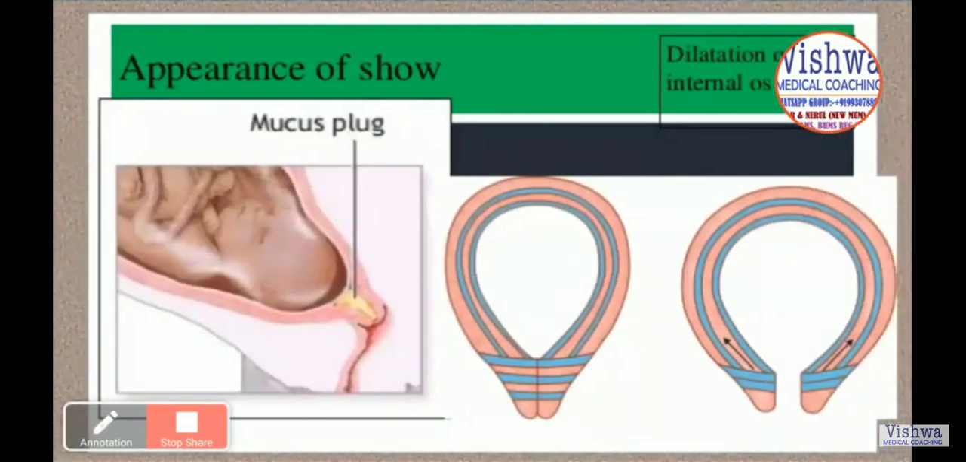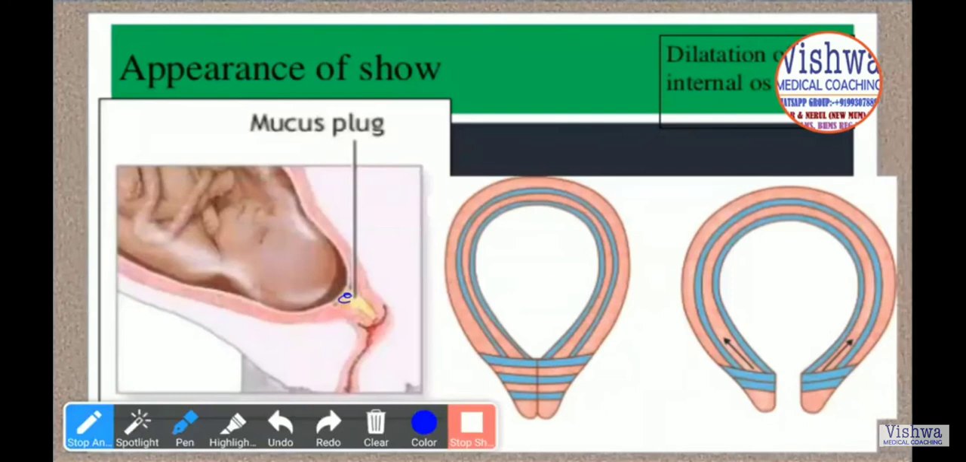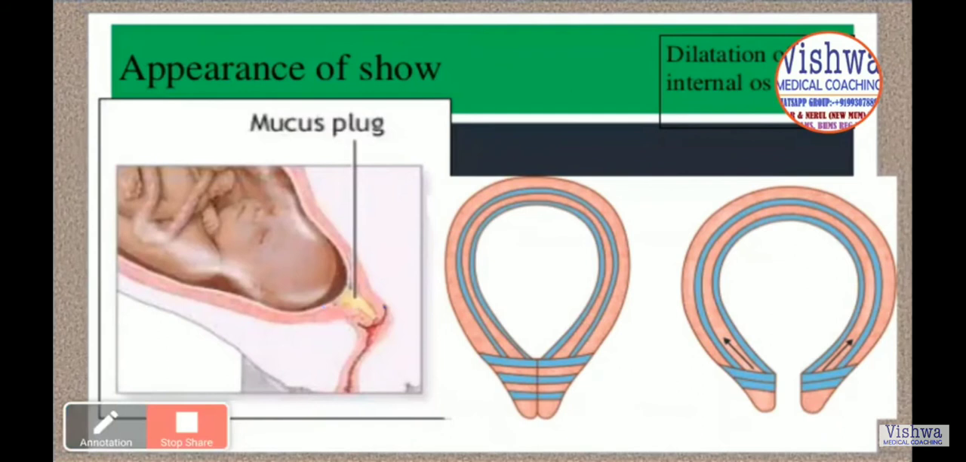So this is the mucus plug I was talking about. The cervix starts dilating, this mucus plug is thrown out. And that is what is called as a show.